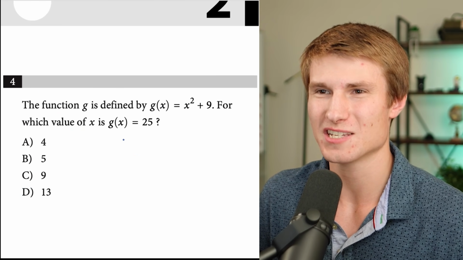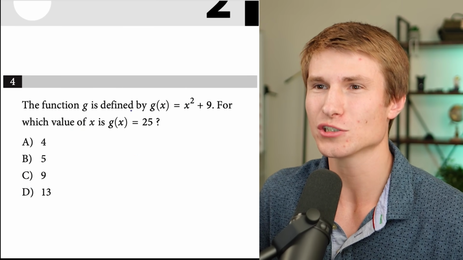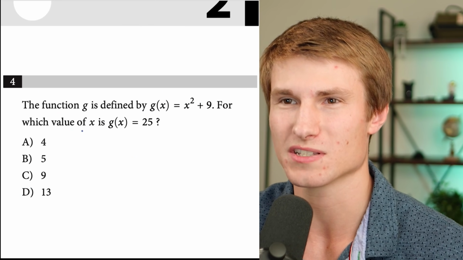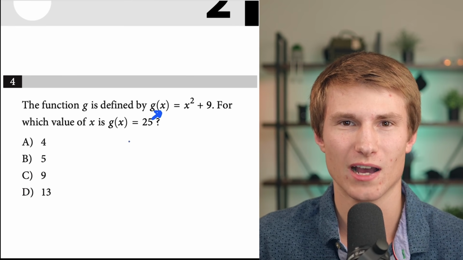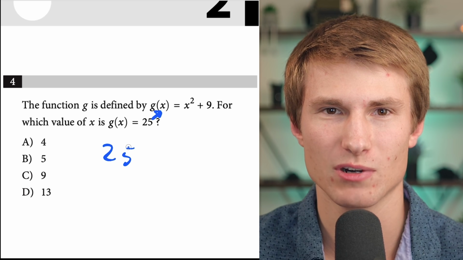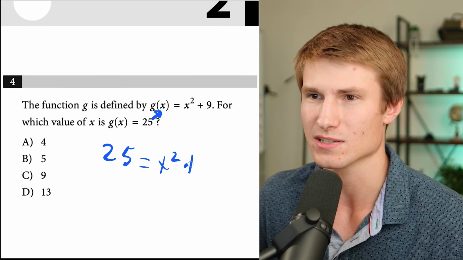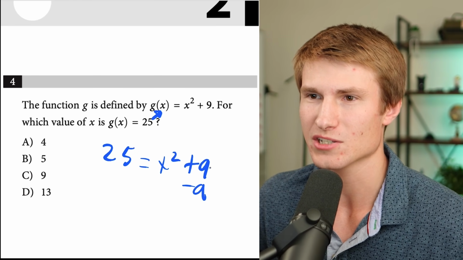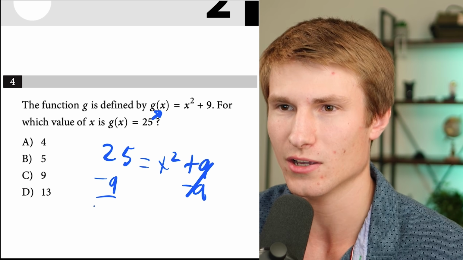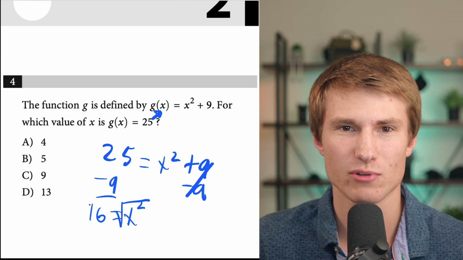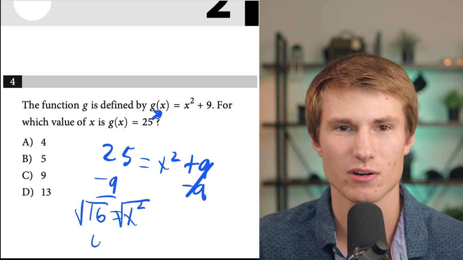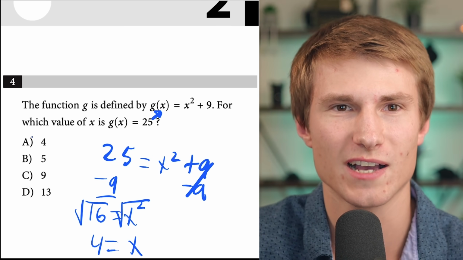Here's how to solve this SAT math question in less than 30 seconds. The function g is defined by g of x is equal to x squared plus 9. For which value of x is g of x equal to 25? Well, since we have g of x equaling 25, we plug that in for g of x. Now we have 25 is equal to x squared plus 9. Now we're going to subtract 9 from each side so we can start isolating that x squared value. Now we have 16 is equal to x squared. To isolate x, we need to take the square root of x squared and the square root of 16. The square root of 16 is 4, which means 4 will equal x, and our answer will be A.